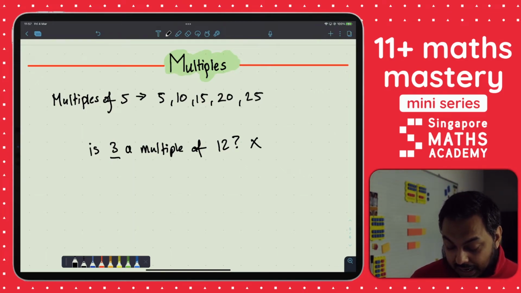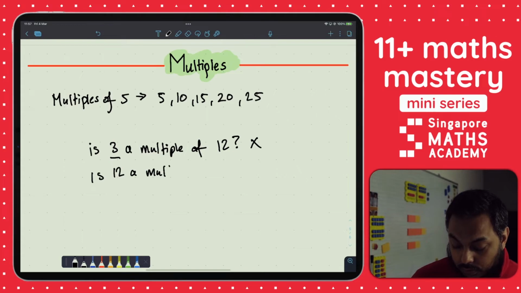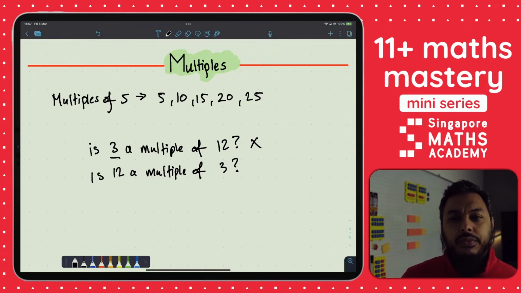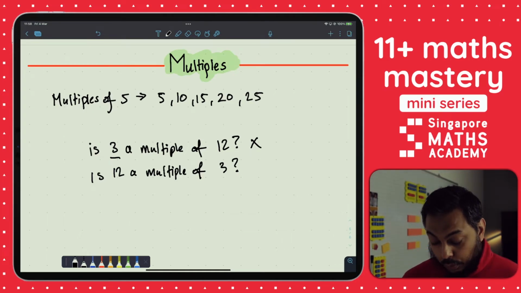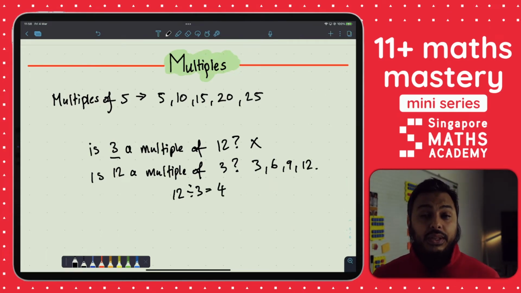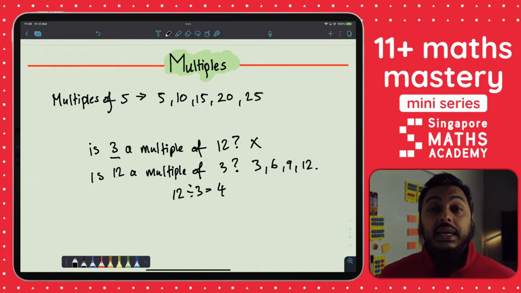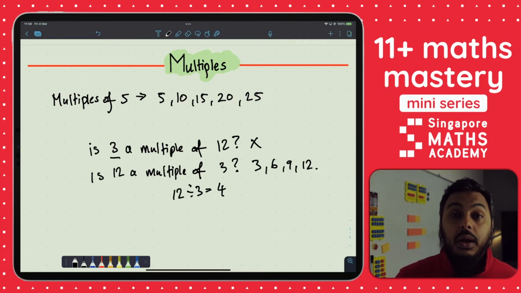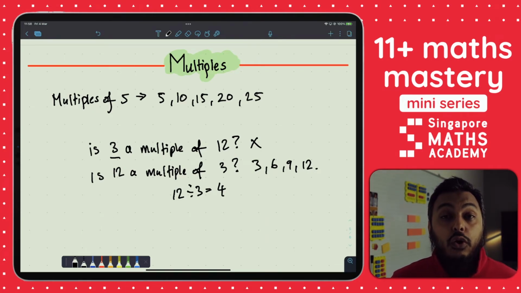But if I swap this around, is 12 a multiple of 3? So does 12 appear in the 3 times table? Well, we know it does, right? 3, 6, 9, 12, for example. We can also check by doing 12 divided by 3. If that gives us a whole number, like 4 in this case, then we know a number is in the times table, and therefore it's going to be a multiple of that number. Okay, so in this case, is 12 a multiple of 3? Yes, it is. 12 is a multiple of 3.